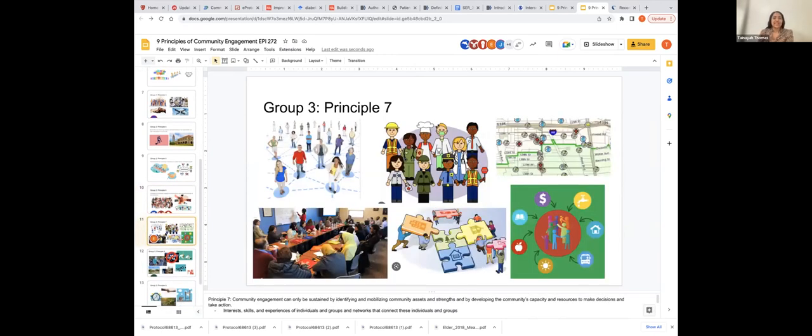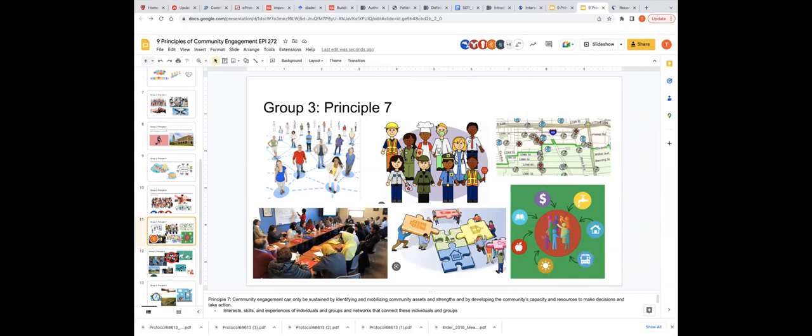And Principle 7. So Principle 7 is community engagement can only be sustained by identifying and mobilizing community assets and strengths, and by developing the community's capacity and resources to make decisions and take action. So this really involves looking at the interests and skills and experiences of both individuals and groups within a community, and then also recognizing the networks that connect these individuals and groups.